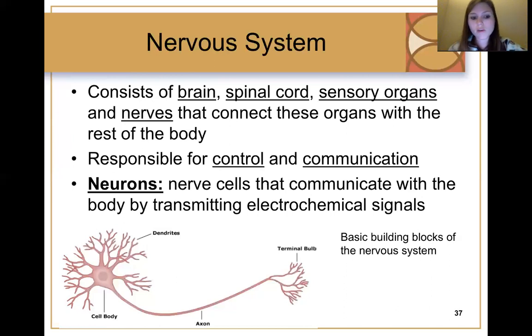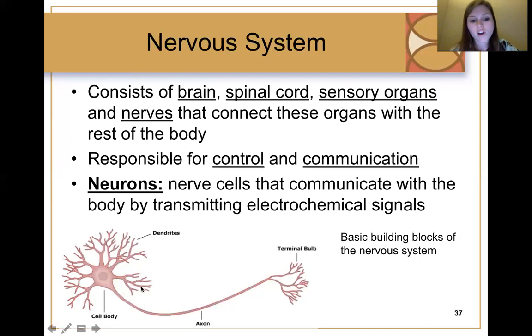Just to show you what a neuron looks like, because they are a different looking cell than some of the other cells that we've seen. They have this cell body here, and then they have what are called dendrites. They almost look like little trees. They come off of the cell body.